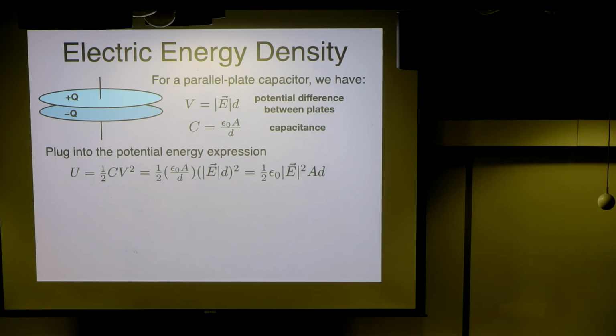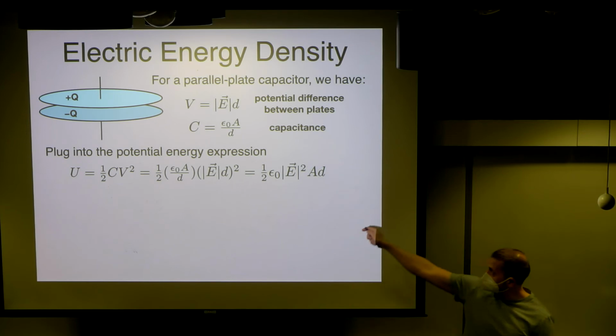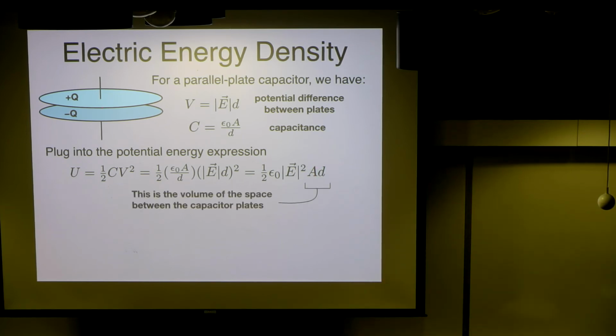Okay? Now, can someone tell me, if I take the area of these plates times the distance between them, what does that give me? Volume. That's the volume in between the plates. Do you see that? The area times the distance is the volume in between the plates. It's important to recognize that. So the volume of the space between the capacitor plates is A times D, which is what you see at the end here.